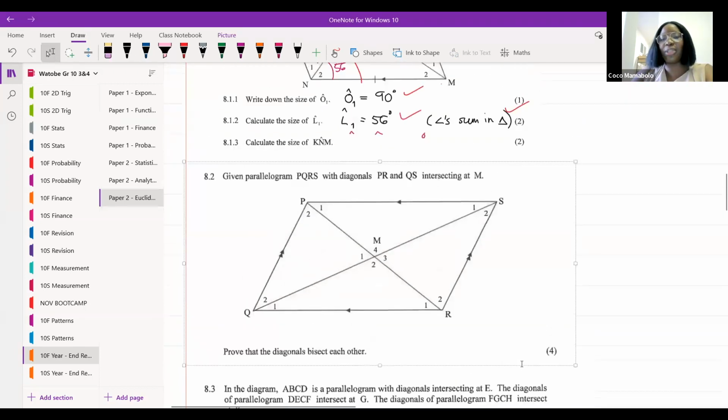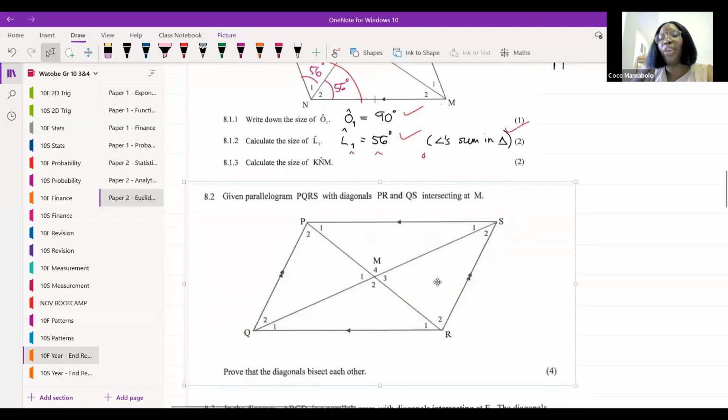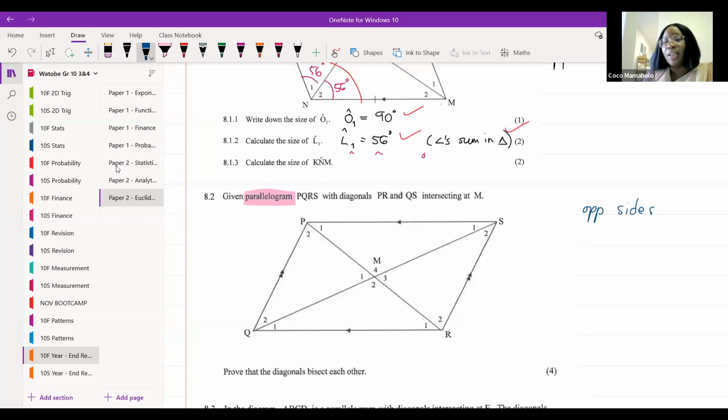Now, the next question says, we are given a parallelogram PQRS. Now, before we even start, let us think about the properties of a parallelogram. Give them to me. What do we know about the properties of a parallelogram? Come on, peeps. Good. Now, we can't just say parallel lines. We must be specific. Thank you, Isayan. Opposite sides are equal. Good. Not all the sides though, Jessica, just the opposite sides.